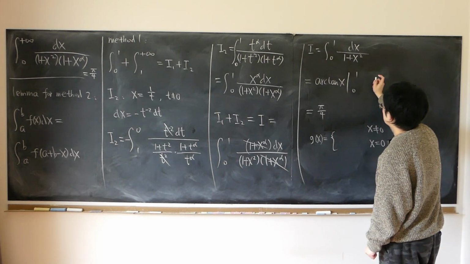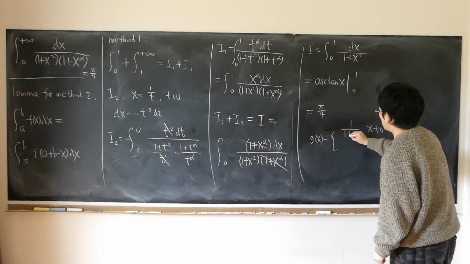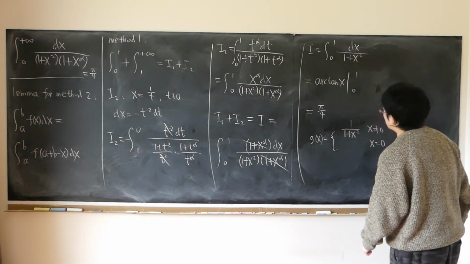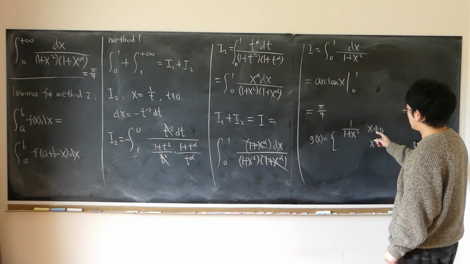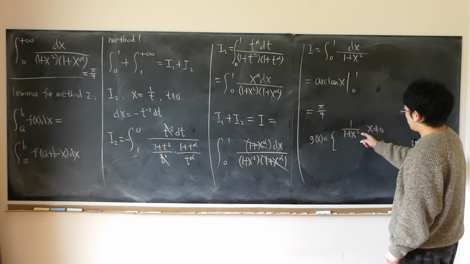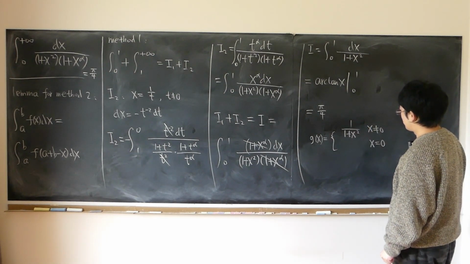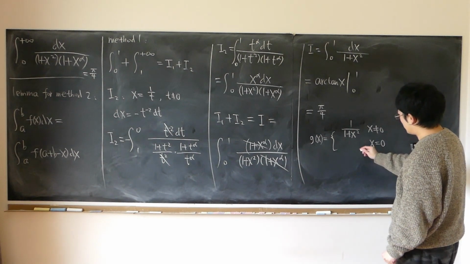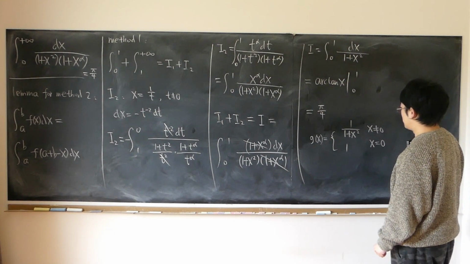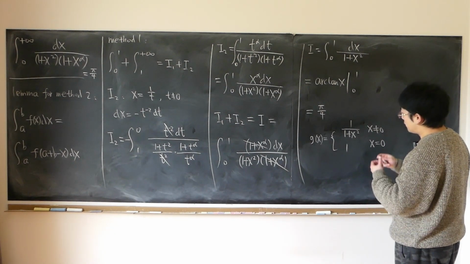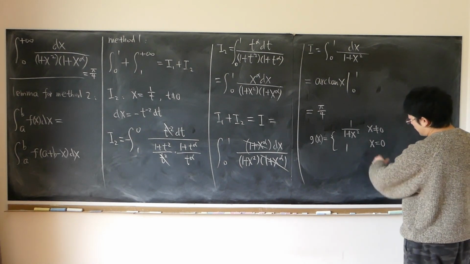Then we can just say 1 over 1 plus x squared when x is not equal to 0. But when x is equal to 0, we already see that the function approaches 1. So we can just define it to be 1 when x is equal to 0. In that case, my constructed function is now continuous everywhere, including 0.